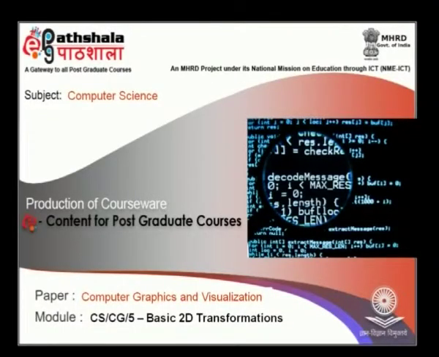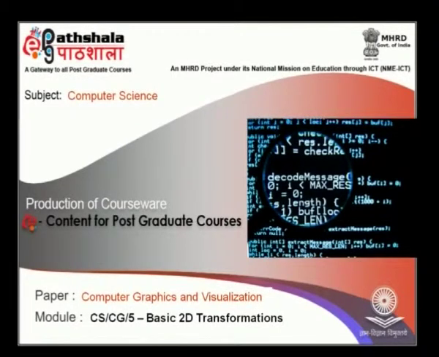So, we are learning the course computer graphics and visualization. We have successfully completed 4 modules in this course, and today in this session we are going to look into the 5th module, which talks about the basic 2D transformations. So, let us have a recap of what we have learnt already.